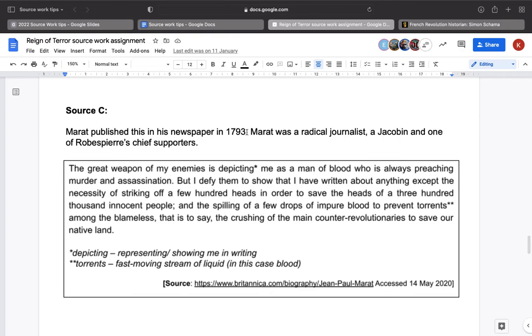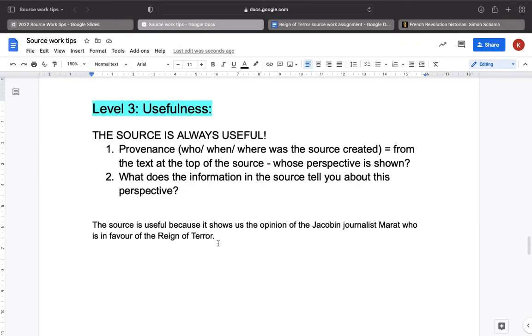But if I didn't want to go with that line of argument, the other thing I could talk about is what actually happens in the source. So I could say that he's in favor of the revolution because he's talking about how it's necessary to squash the counter-revolutionaries so that they don't actually lose the land of France. I feel like my stronger point is going to be about talking about the date. So I'm going to say the source is a primary source from 1793.